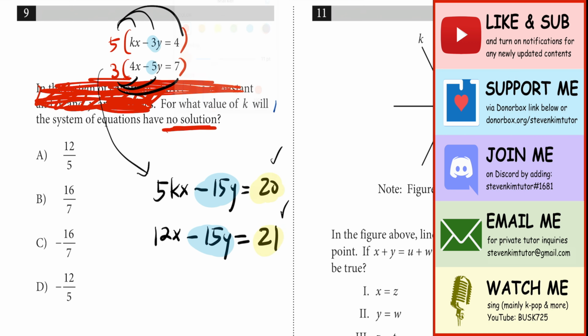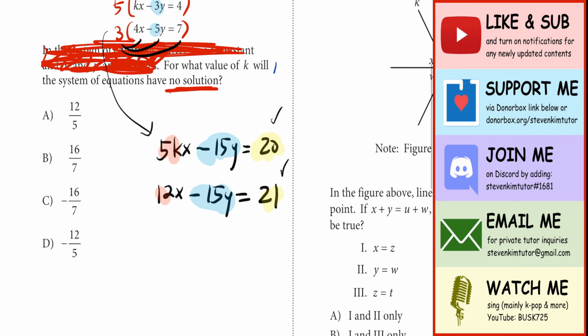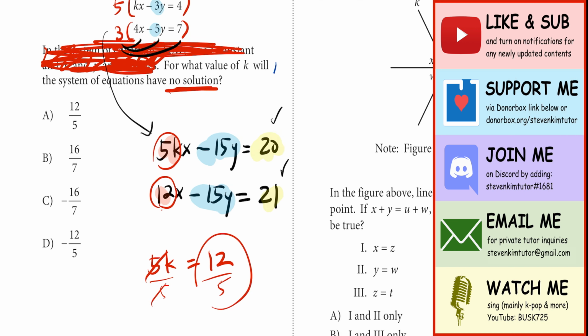So only if I have this 5kx and the 12x be the same, then I'm good to go. That's going to have the same x's minus the same y's, but equal to something different, aka same slope, but different y-intercept, aka no solution. So you ultimately just want what? 5k to equal 12. So 5k is equal to 12. Divide by 5 on both sides, and there you go. K should be 12 over 5.